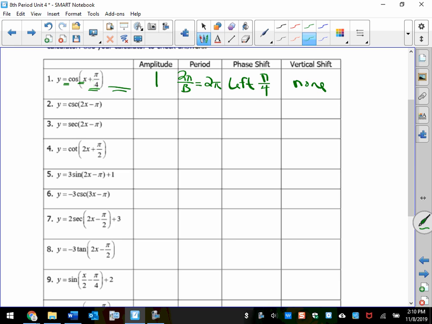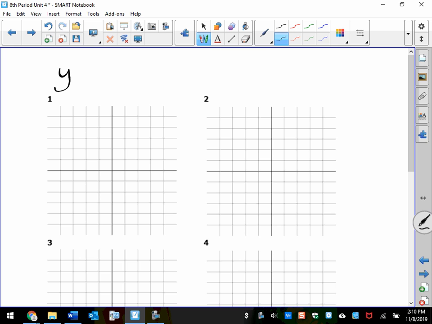Okay. So now let's flip the page to the graph number 1. So we'll say cosine of x plus pi over 4. And the period, we'll use a T again to represent the period. That's just 2 pi. And then we'll say PS for phase shift, and we want to the left pi over 4, not to the right, so that's left pi over 4.